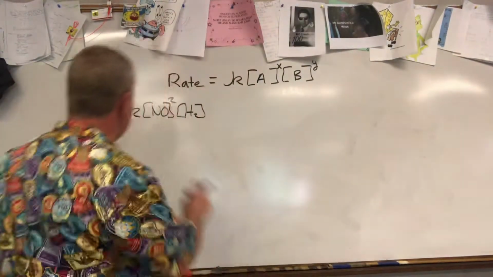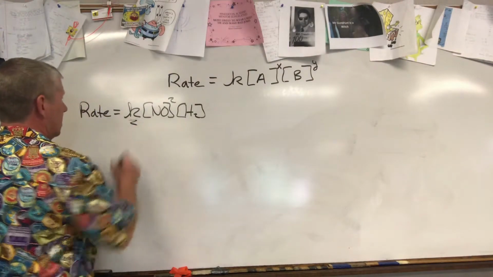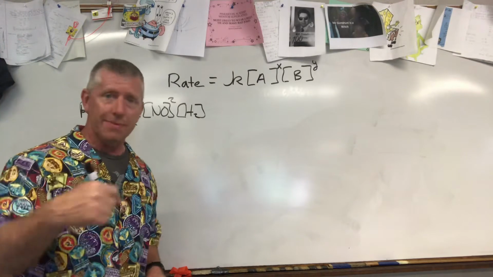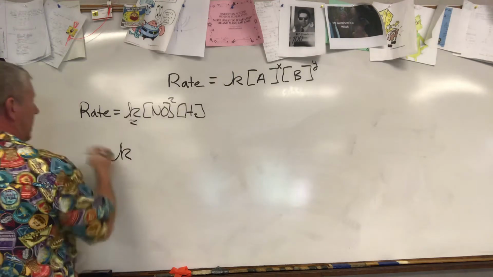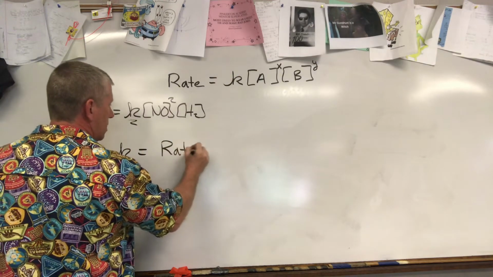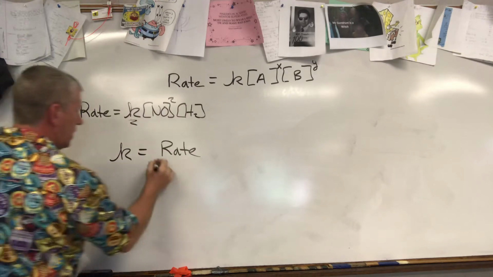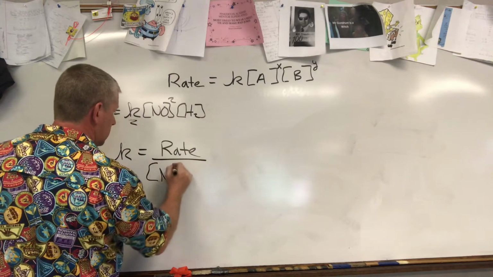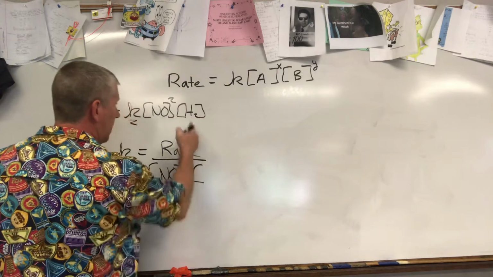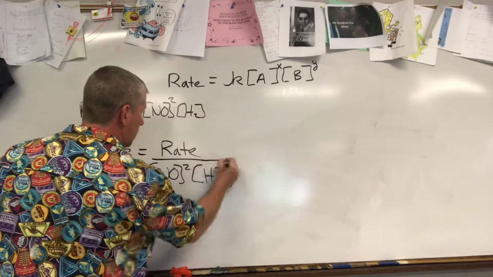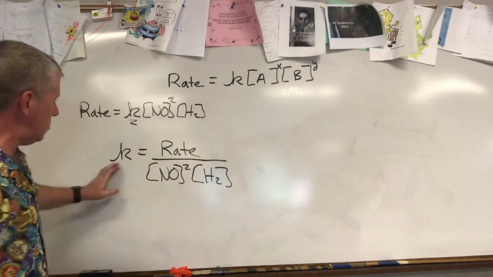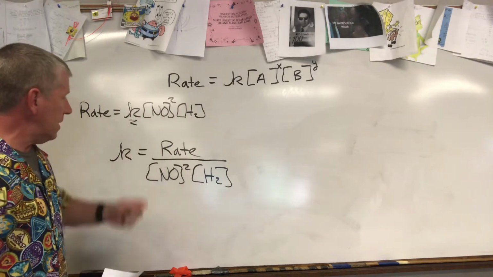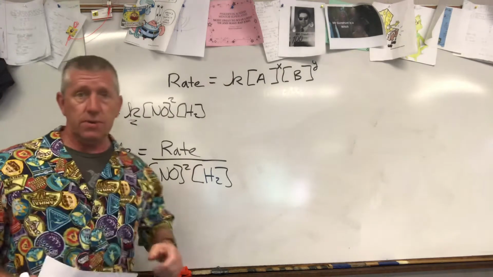B. Determine the rate constant. We got to figure K out. Solve for K. K is going to be equal to rate divided by the concentration of the nitrogen monoxide and the hydrogen. K is equal to rate divided by these two. There's your setup. I need the rate, I need the nitrogen monoxide concentration, I need the hydrogen concentration.